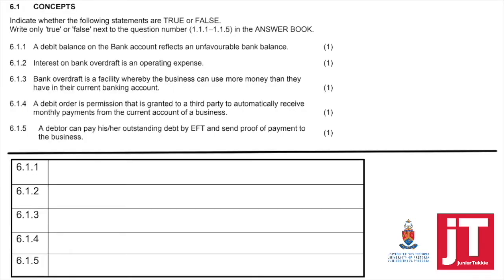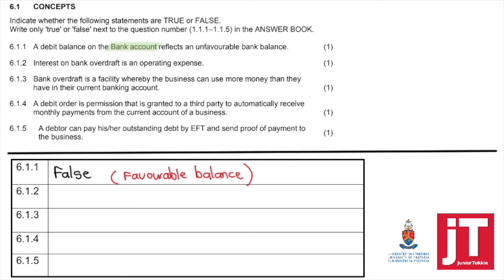Looking at the first question, indicate whether the following statements are true or false. Question number 1, a debit balance on the bank account reflects an unfavorable bank balance. This is false. Why? A debit balance in the bank account is a favorable balance. It's a current asset.